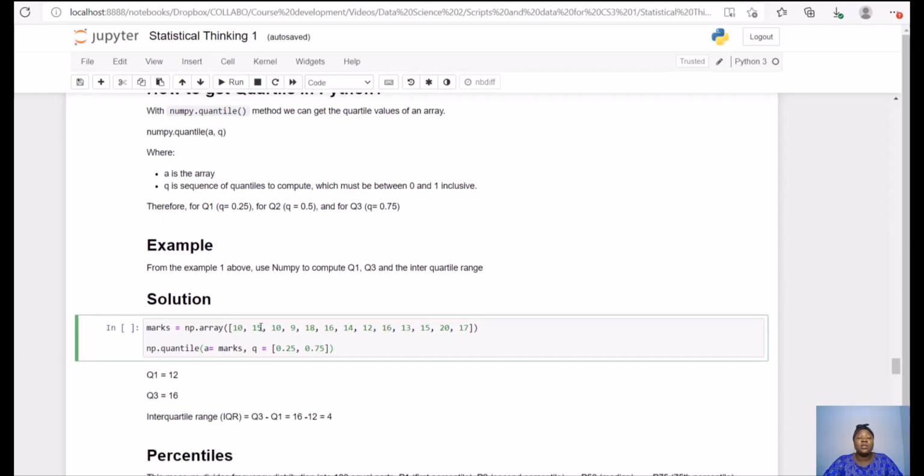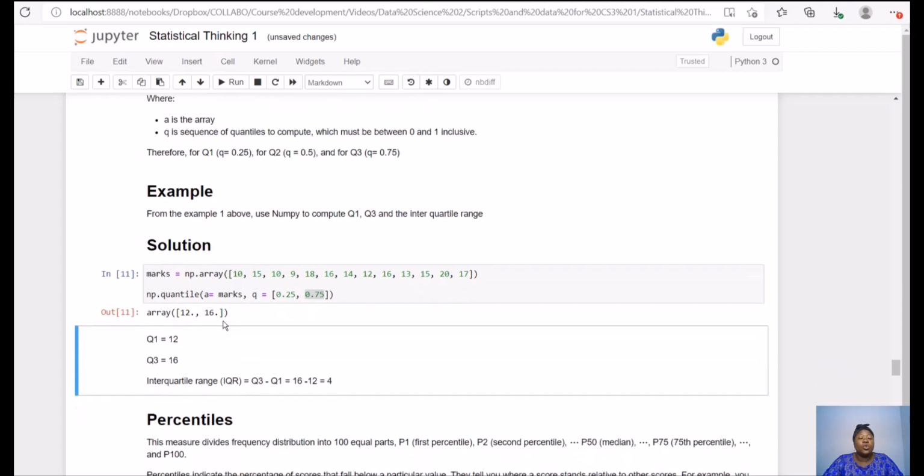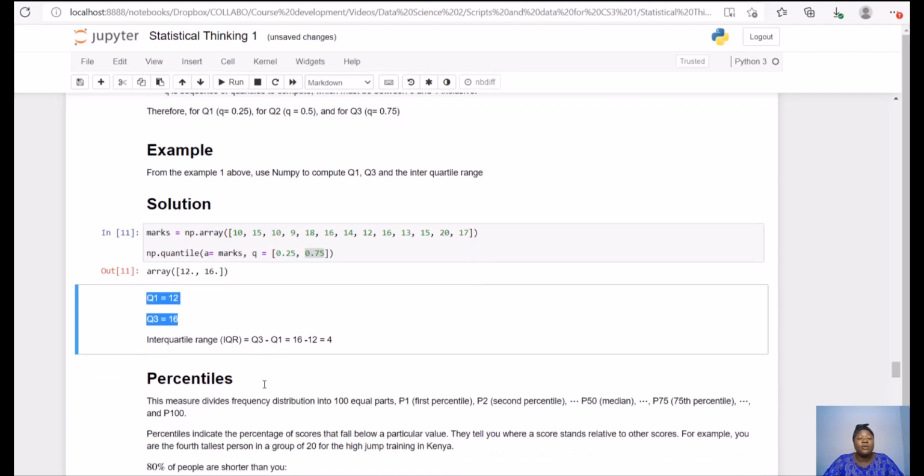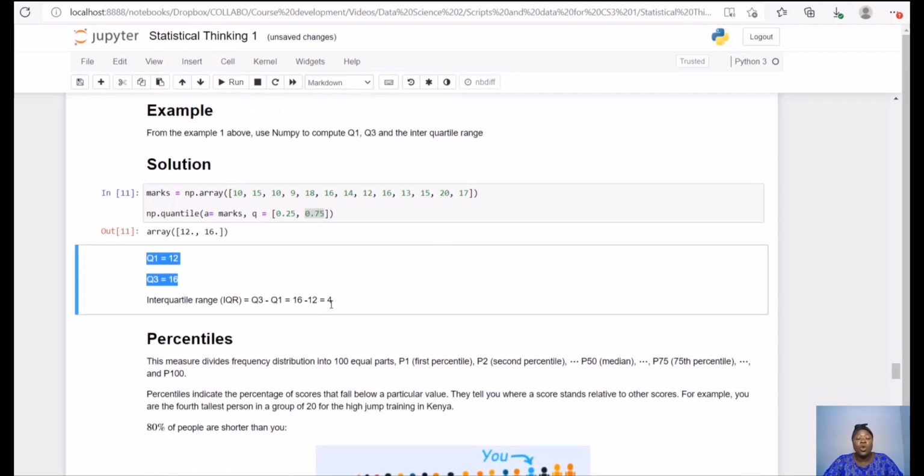So the marks of the 13 students are this, and we want A to stand for each of the marks, and we want to calculate the quartiles for the 25th quartile, which is the first quartile, and the 75th. So if you run this, it gives you 12 and 16, which is also the same as the answer we got. So if you want the interquartile range, it gives you 16 minus 4, which is what we got earlier.